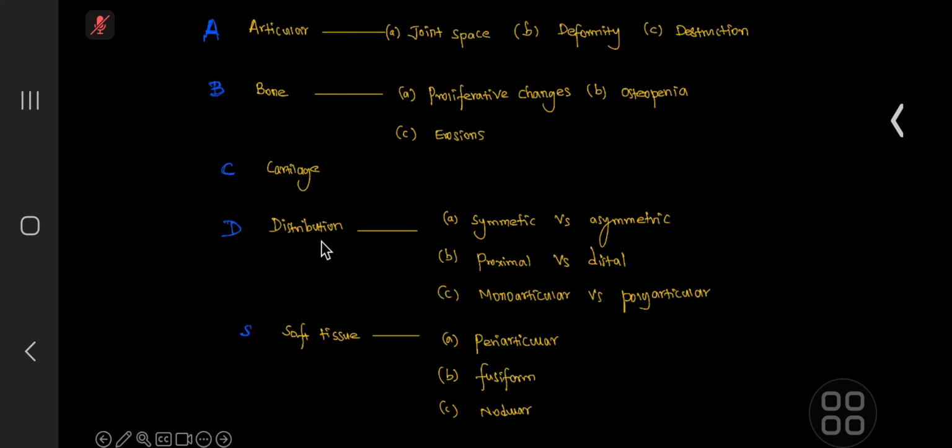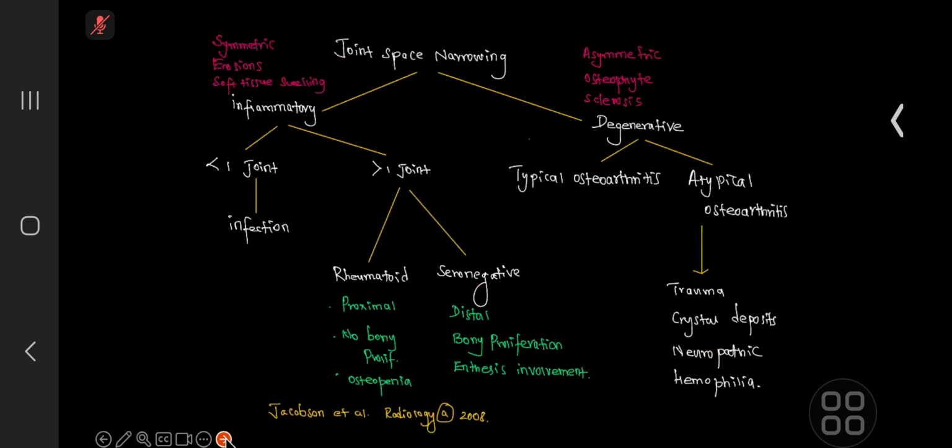Is there any central cartilage loss, or at the periphery, or is it diffuse cartilage loss? And D is for distribution. Look at where it is distributed. Is it symmetric or asymmetric? Is it proximal or distal? Is it monoarticular, or are more than one joints involved? And S stands for soft tissue. That includes periarticular soft tissue, and whether it is fusiform or nodular. So we'll look at it one by one. We'll start with the joint space.